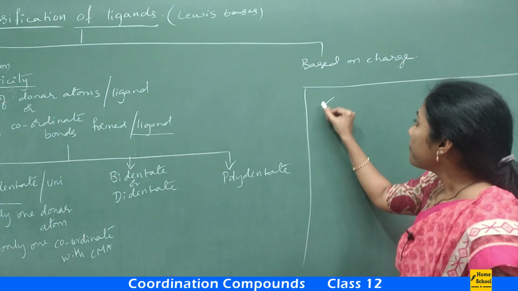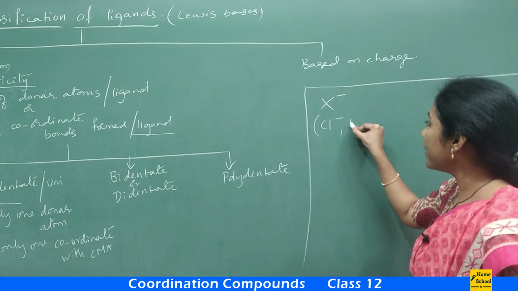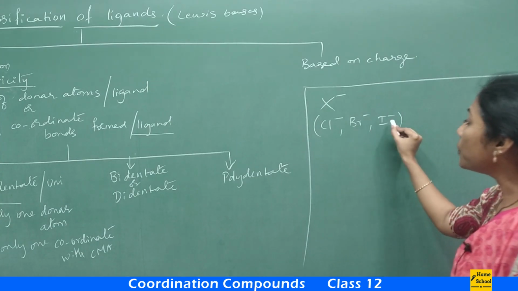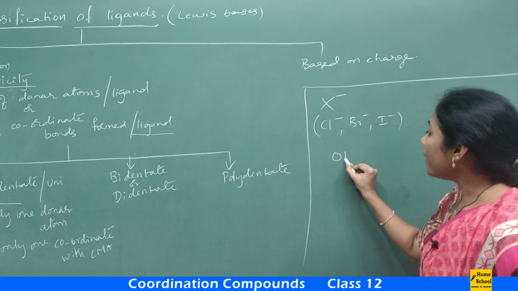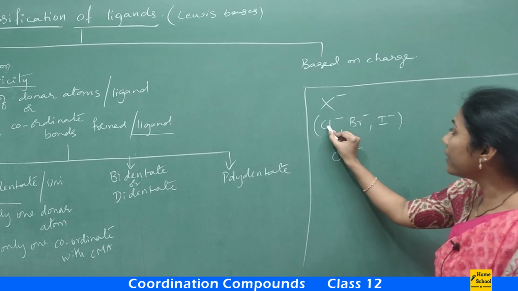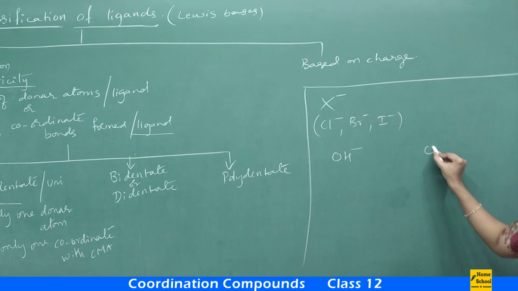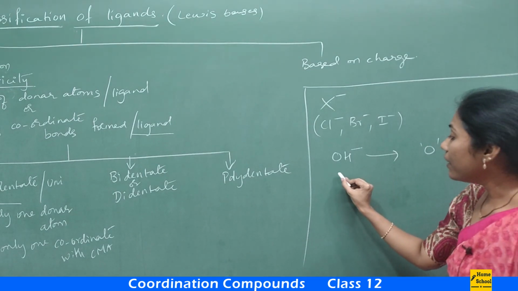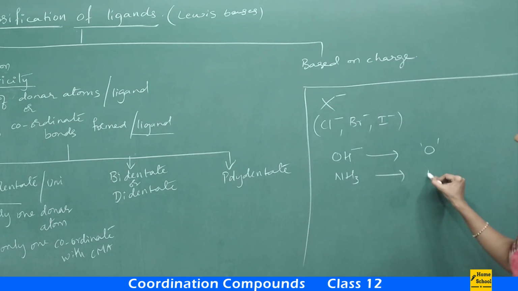Very simple. It can be a halide ion, so you can have Cl minus, Br minus, I minus. All these are monodentate ligands. Or you can have OH minus. Here for the halides the donor atom is X, and here the donor atom is actually O. And you have NH3, a monodentate ligand where the donor atom is N.